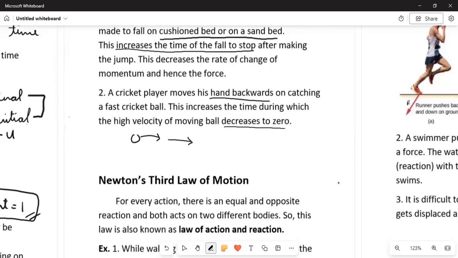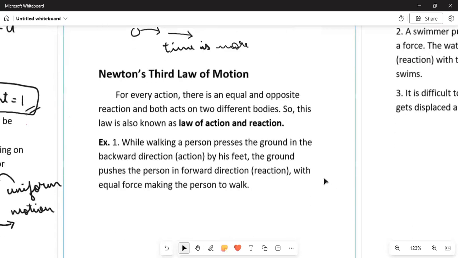And if the ball stops over a longer time, it means the time taken is more. If the time is more, the force will be less. And because of this, the cricketer moves his hand in the backward direction. I hope now Newton's second law is clear to you.